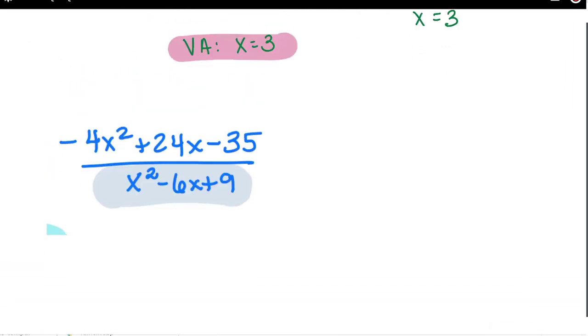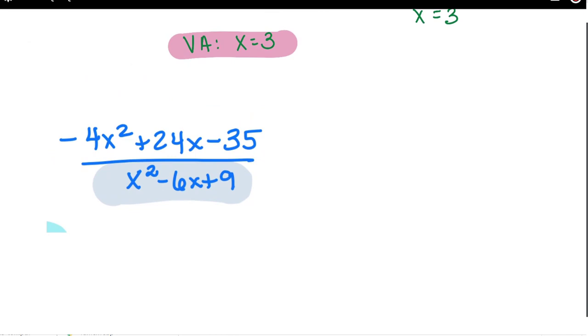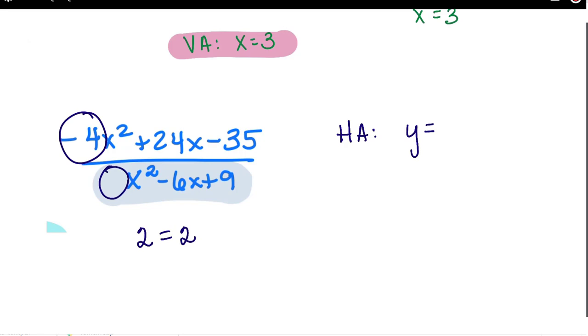So I have this here so that we can figure out the horizontal asymptote. For the horizontal asymptote, we take the degree of the top, which is 2, and the degree of the bottom, which is 2. We compare them. They're equal. If they're equal, then the horizontal asymptote is at y equals the ratio of the leading coefficients of the numerator and denominator, which is 1 on the bottom. So negative 4 over 1 is just negative 4.